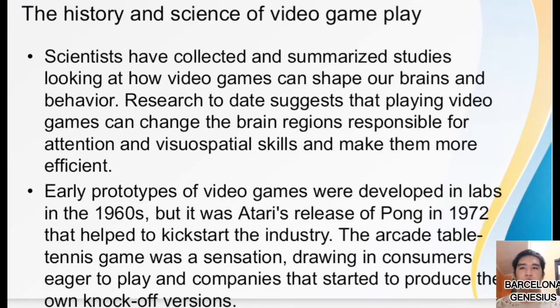The history and science of video gameplay. Scientists have collected and summarized studies looking at how video games can shape our brain and behavior. Research to date suggests that playing video games can change the brain regions responsible for attention and visual-spatial skills and make them more efficient. Early prototypes of video games were developed in labs in the 1960s, but it was Atari's release of Pong in 1972 that helped kickstart the industry.